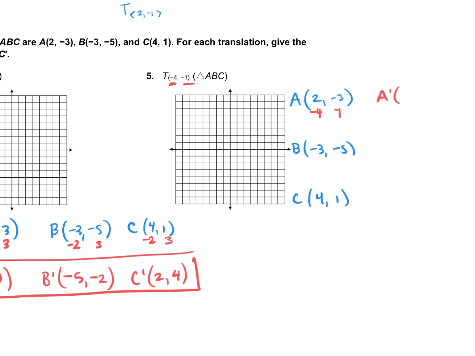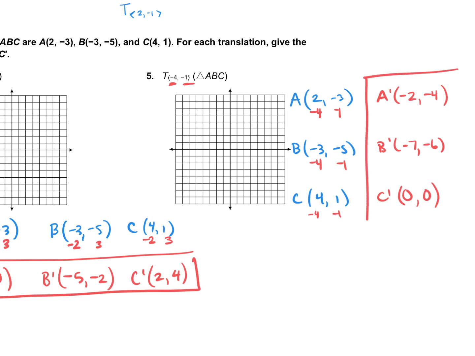So A prime, 2 minus 4 is -2. And -3 minus 1 is -4. B prime, we do the same thing, subtract 4 from the x, subtract 1 from the y. -3 minus 4 is -7, and then -5 minus 1 is -6. And then same thing here. C prime is 4 minus 4, which is 0, and 1 minus 1 is 0. So here's our image after the translation.